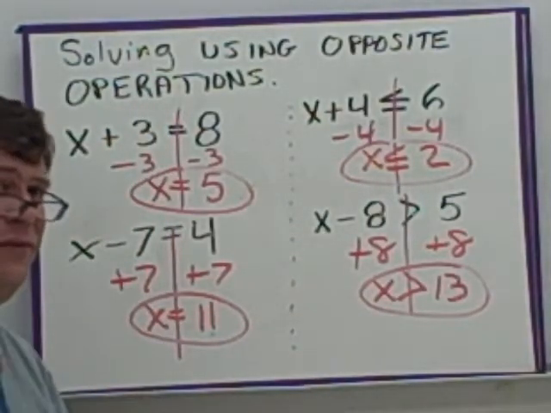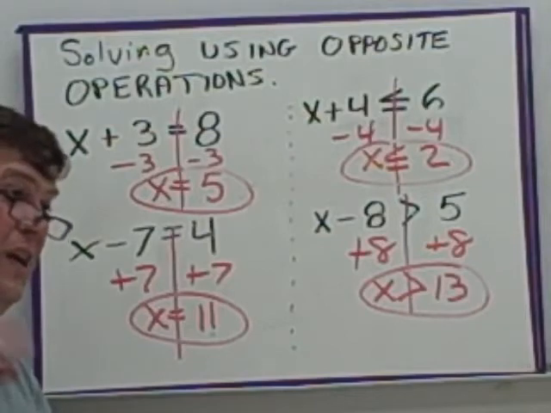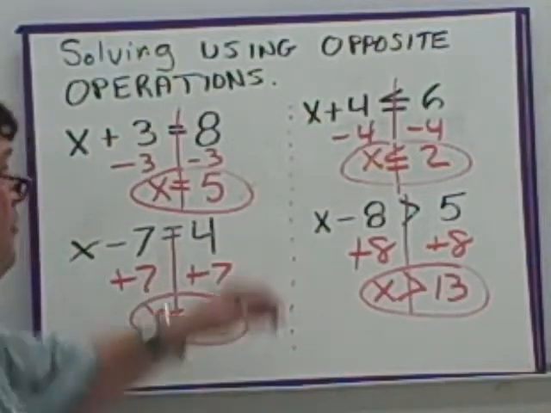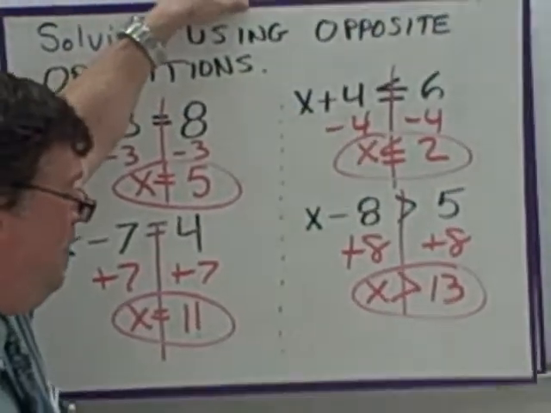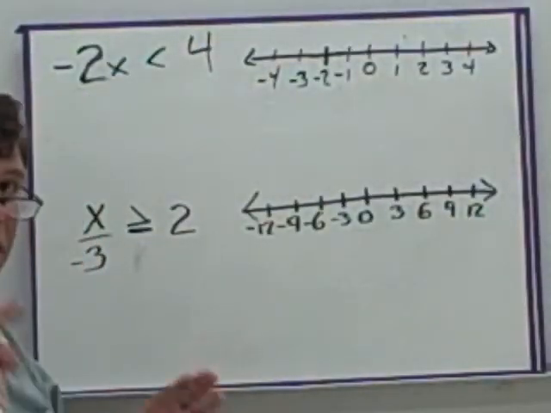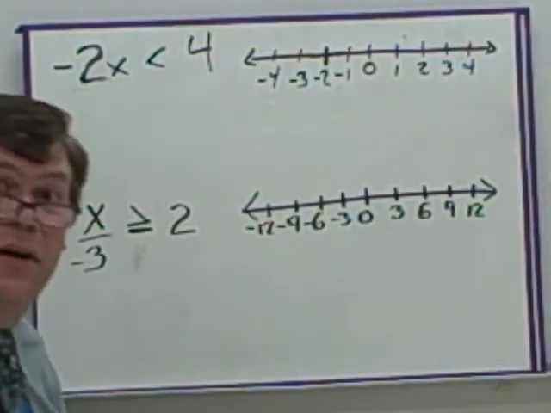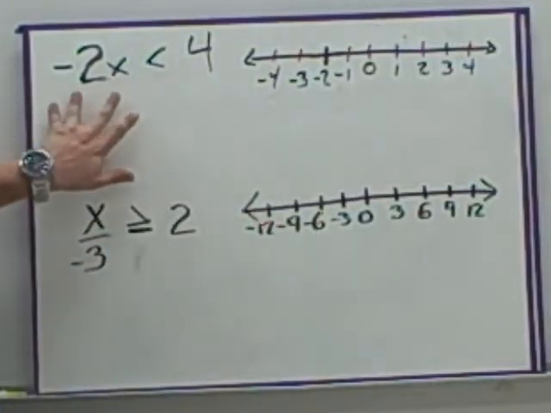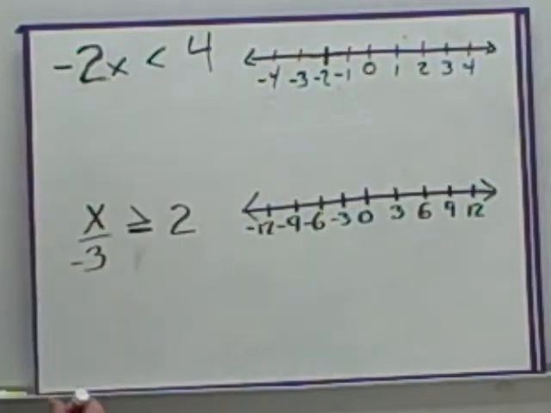There is a little twist, though, with inequalities. There's a reason why we have to cover this separately from just plain solving equations. Let's take a look at what happens when we look at the graph and then solve it and look at the graph again. Here, we have negative 2x is less than 4.